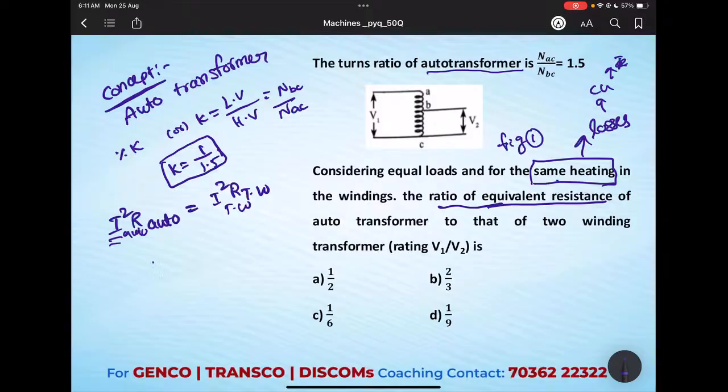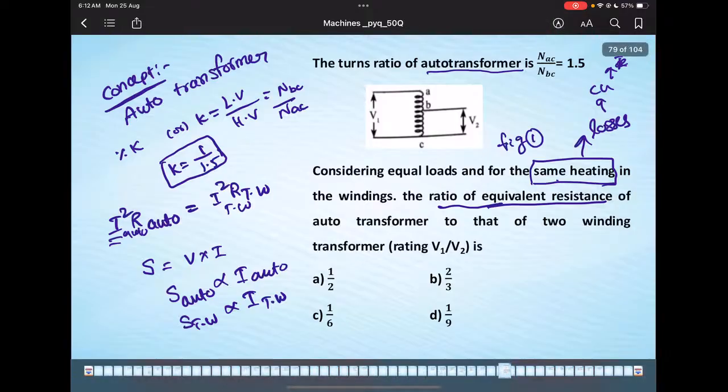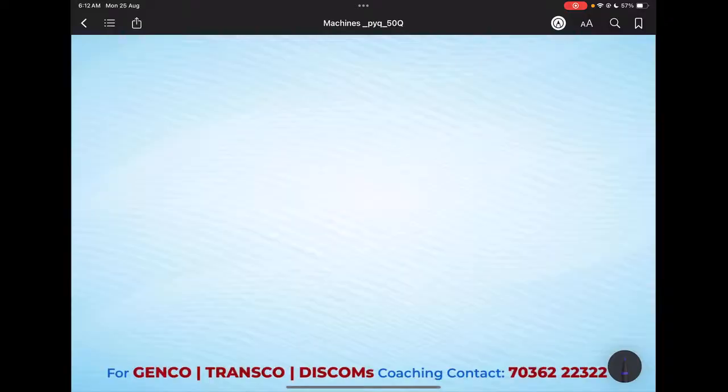We already know that the rating of a transformer is given in KVA, V into I. So from here, the rating S auto is directly proportional to I auto, and S TW is directly proportional to I TW. If you know the rating of the auto transformer and the rating of the two-winding transformer, then you can find the ratio of R auto to R TW. Is it clear? Okay, so let's move on to the solution.